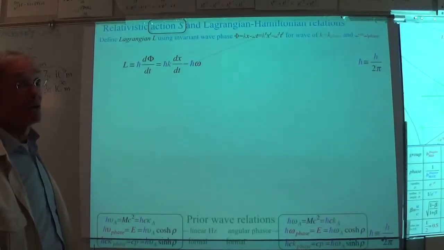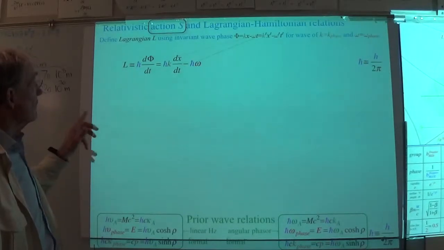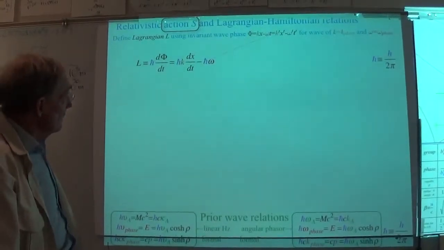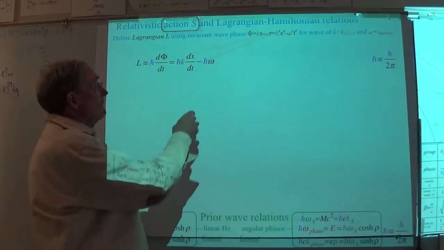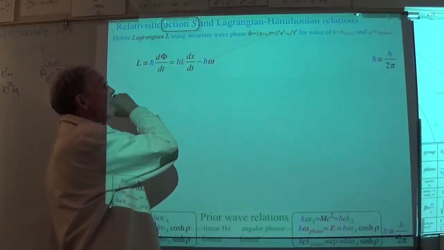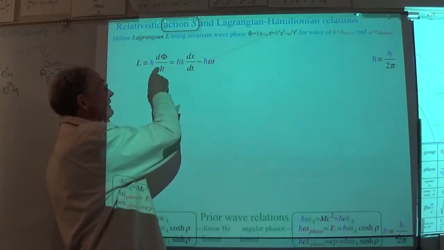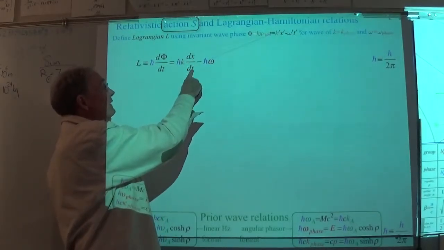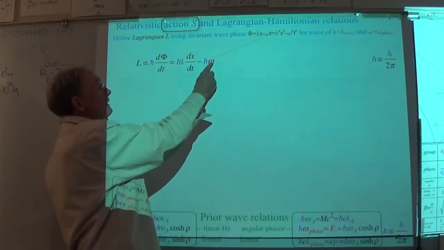So we'll do a quick rundown here very quickly because I want to get to some other stuff. But the Lagrangian is tied up with the phase. So if you have a phase, it's kx minus omega t, and I differentiate that with respect to t, I get a velocity right here next to a momentum, and then I have this thing right here.